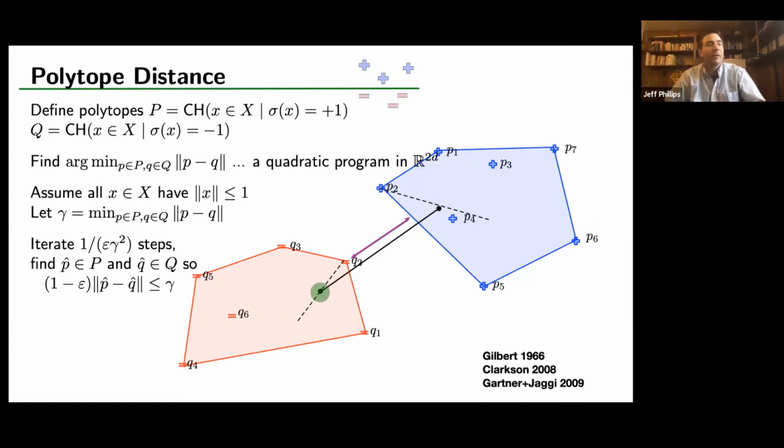Okay, and this is guaranteed, independent of the dimension, to succeed in 1 over epsilon times 1 over gamma squared steps. Now I'm going to find a 1 plus epsilon approximation, or 1 minus epsilon approximation, of the minimum distance, which corresponds with the max margin separator.